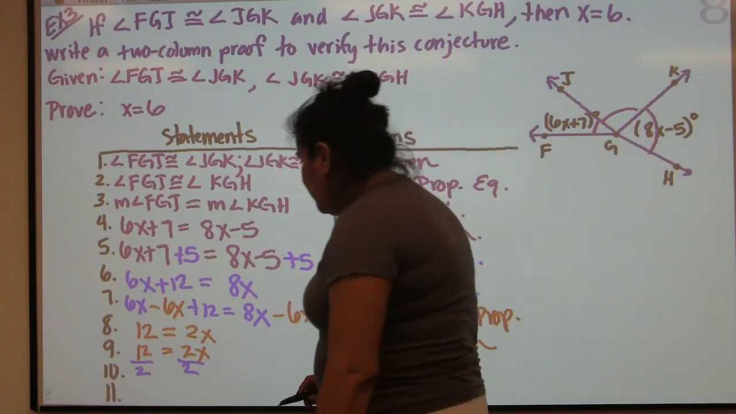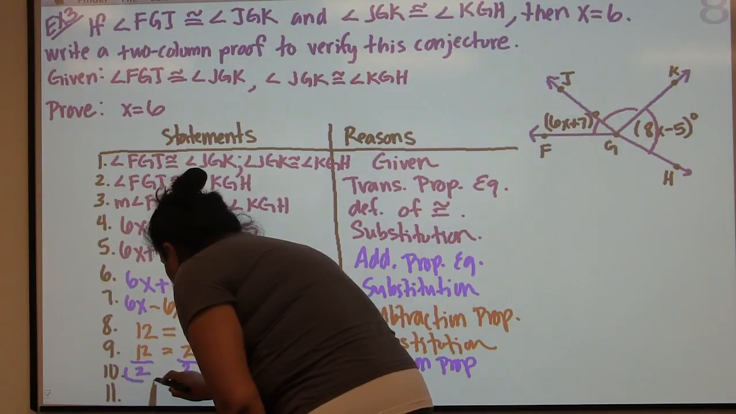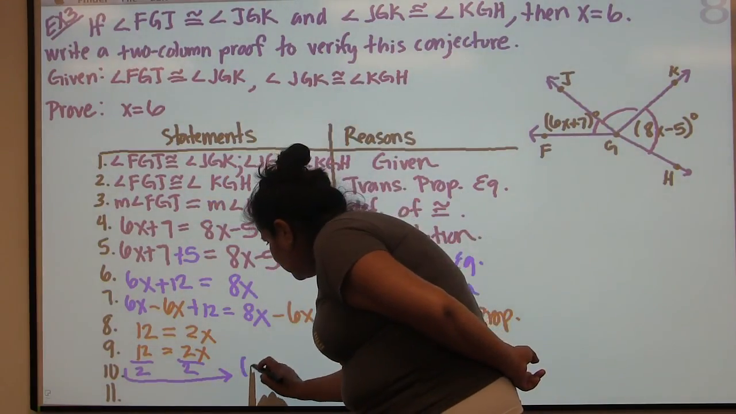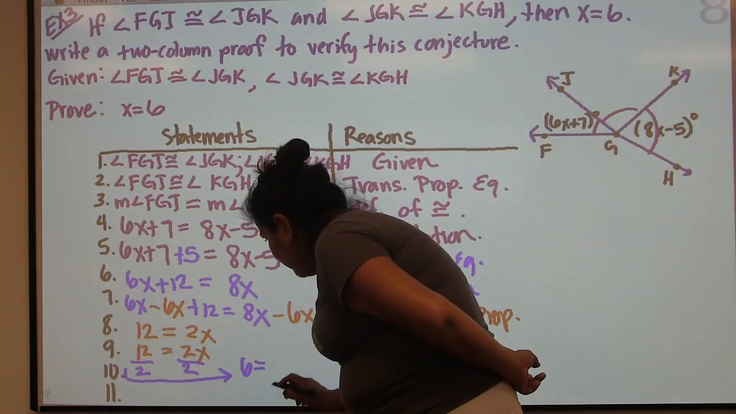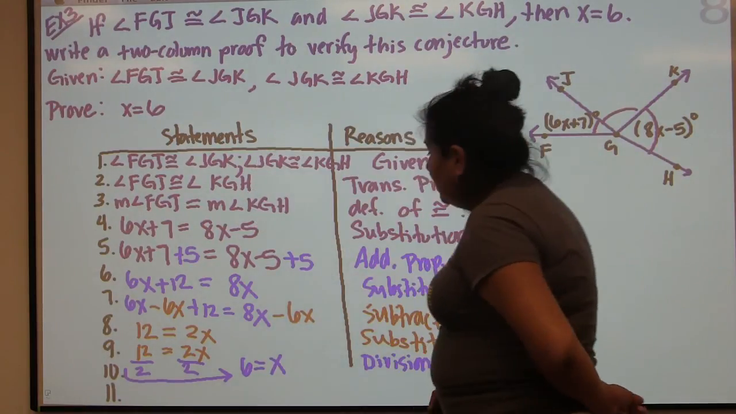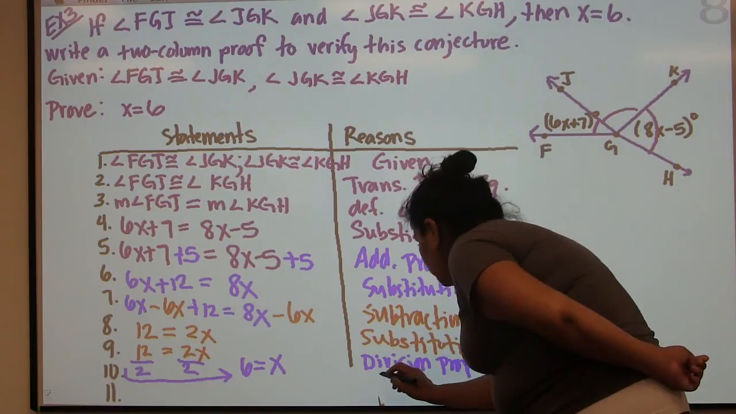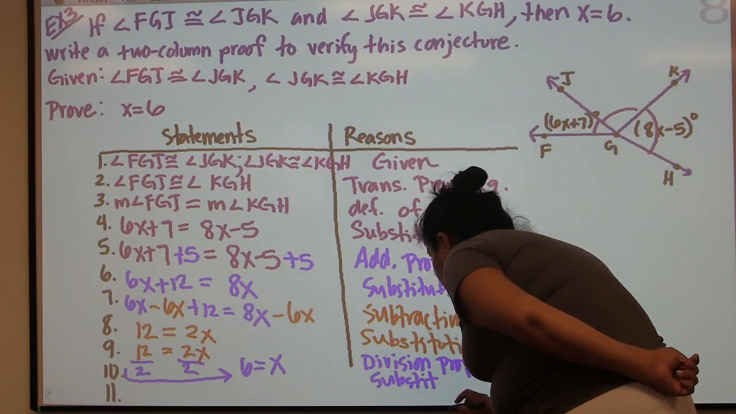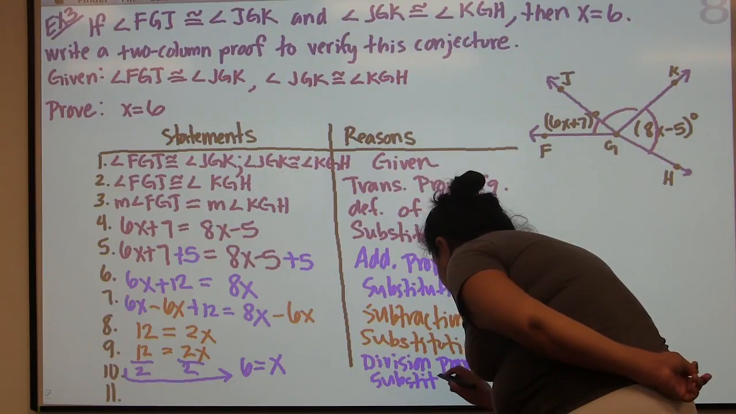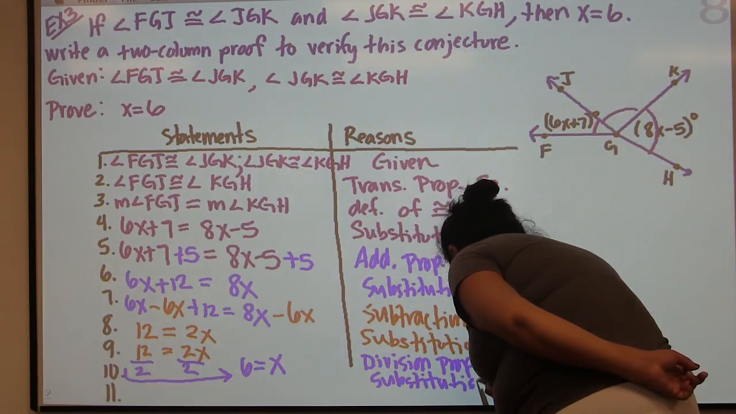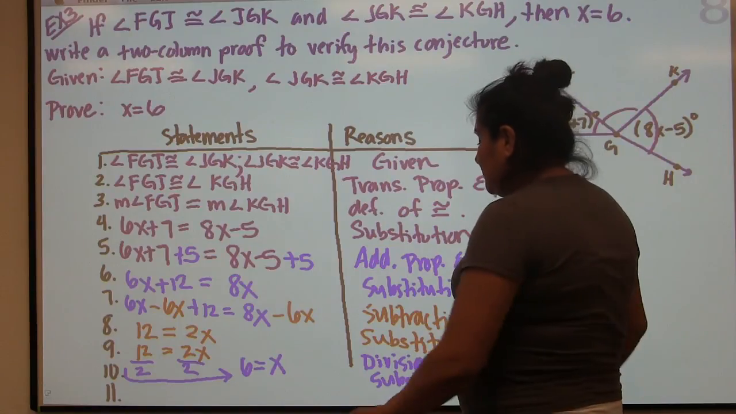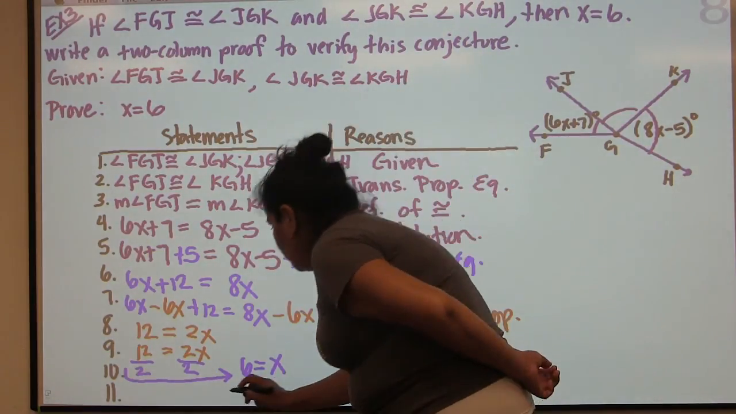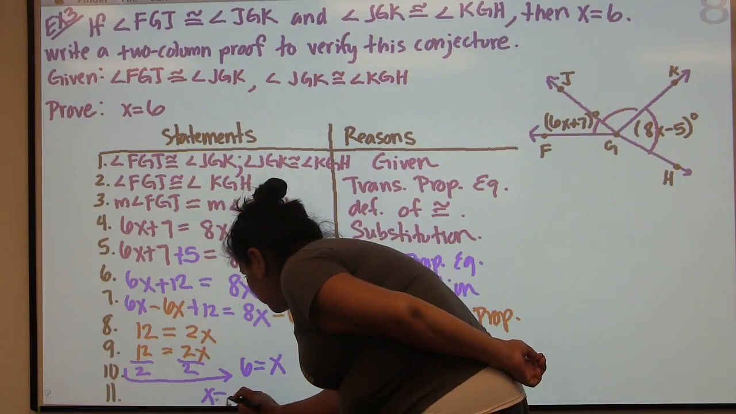And then step 10, I'm going to write it over here, sorry, because I'm running out of space. 12 divided by 2 is 6. And 2x divided by 2 is just x. And that's going to be my substitution property again. Replacing 2 divided by 2 with a 1 and 12 divided by 2 with a 6. Substitution. And then my last step is, this is still kind of backwards. It shouldn't say 6 equals x. It should say x equals 6. Like number 11 will be that x equals 6.